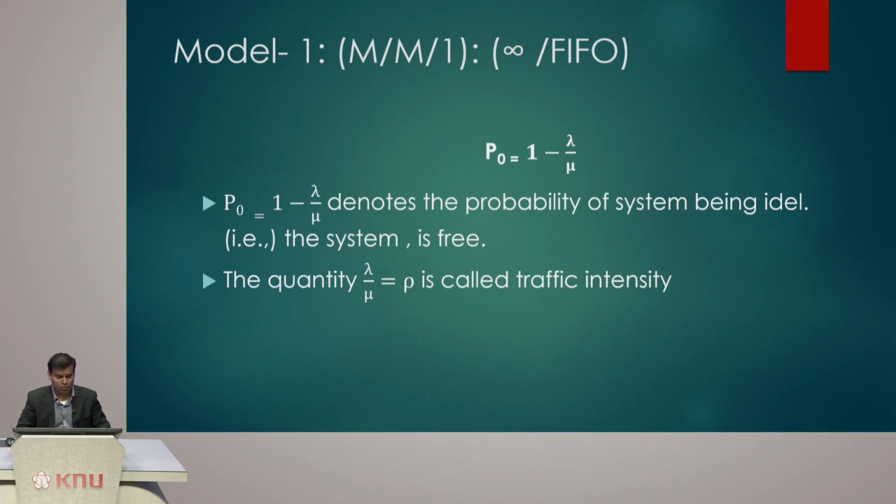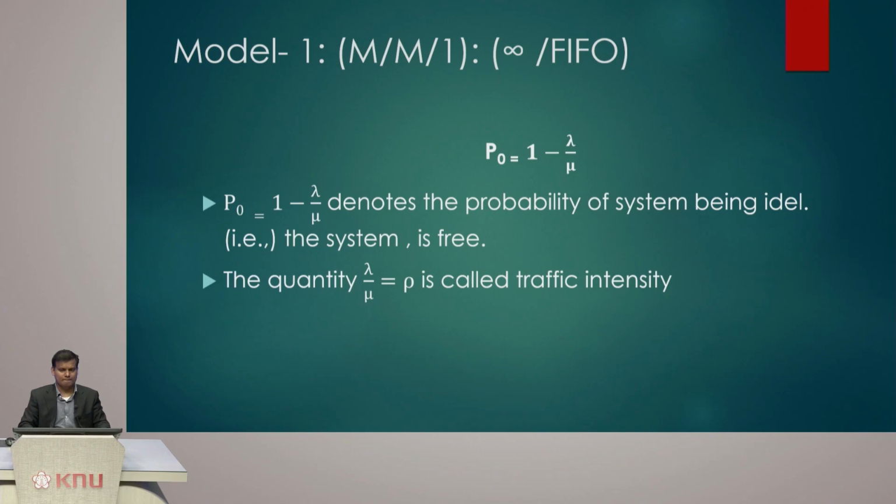So, here is model 1. The first model is called M/M/1 : infinity/FIFO. This M/M/1 represents the one server system which can have an infinite number of customers in the system, and it follows the pattern of first in, first out.